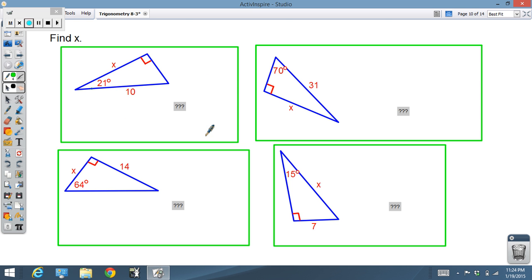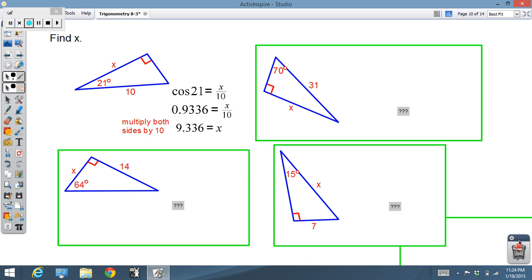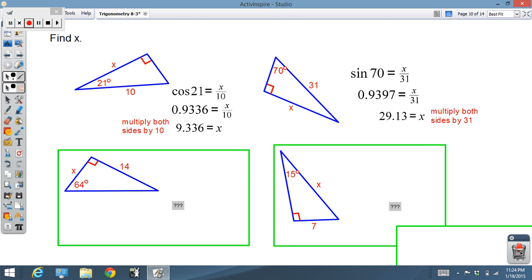Here's a few examples for you to do. Pause. Answers coming shortly. Find x. Okay, so the cosine of 21 is x over 10. Here's your math on how to do it. Find x on this one. We're going to use the sine because I have 70. I'm using the opposite over the hypotenuse. As opposed to back here, 21, x was the adjacent over the hypotenuse.